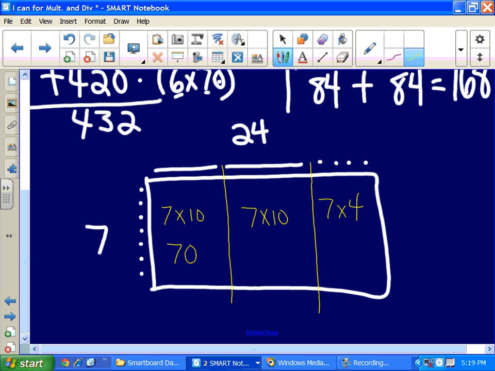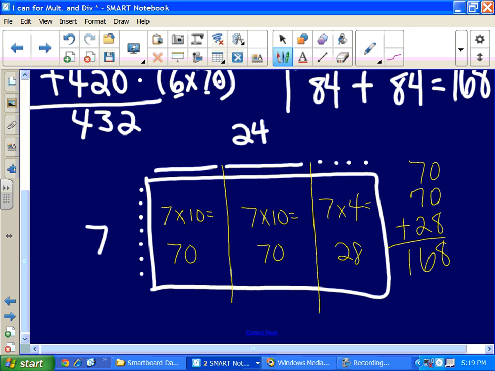Okay, so the number of squares that would be here, 70, 70, and 28. And then if we add all these up, because this makes up the bigger array, 70 plus 70 plus 28. Oh, excuse me, I made a mistake there, didn't I? I got carried away with the 70s. 140 plus 28, 168. As you see, we got the very same thing. Okay, so just a different way of looking at and modeling this multiplication.